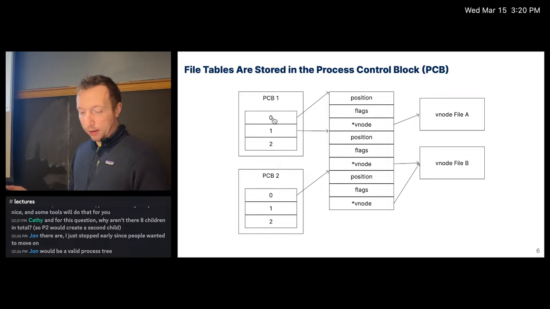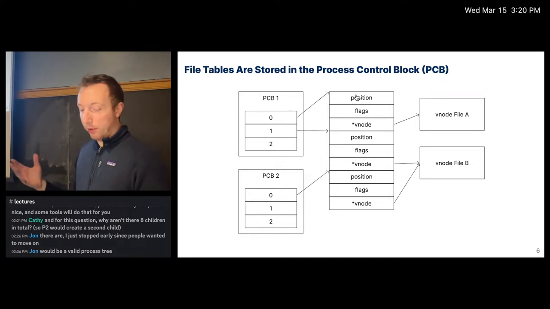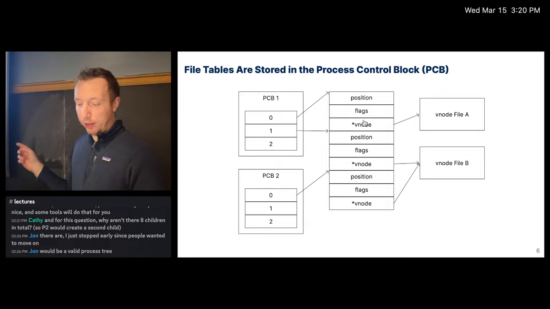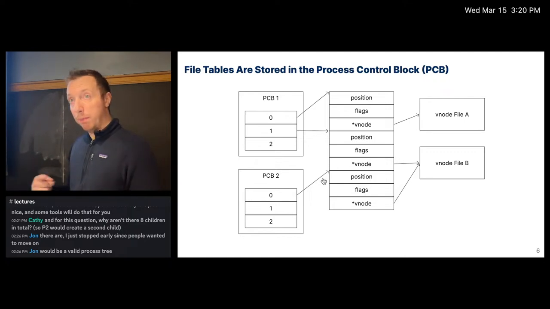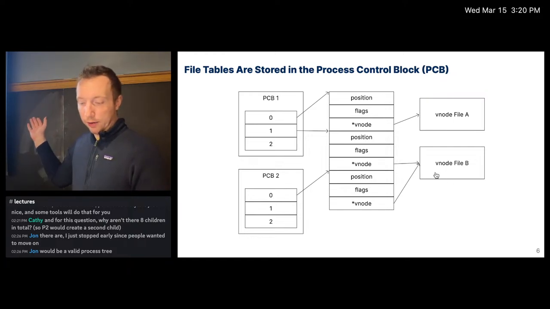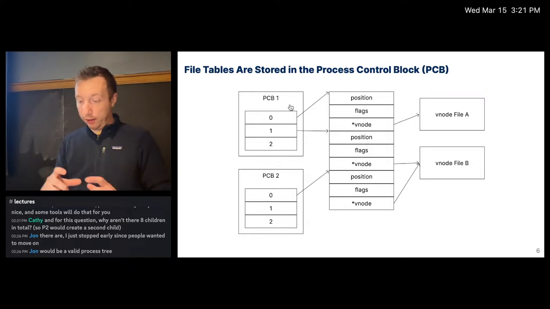In this diagram, process one, file descriptor zero points to an entry with a position and flags, which are independent because they belong to that entry, and then it points to file A. File descriptor one has its own position, its own flags, and points to file B. In process two, file descriptor zero points to its own entry, with its own position, independent of process one, and its own flags, and the vnode would go to that same file. So both processes could have that same file open for different purposes. Process one could have it open for writing, process two could have it open for reading, and that is stored in the individual entry.